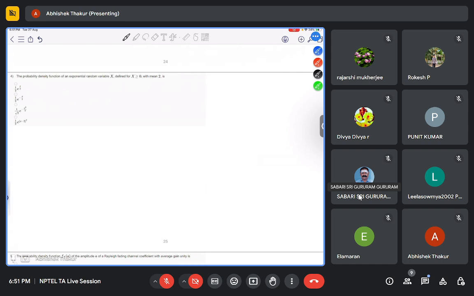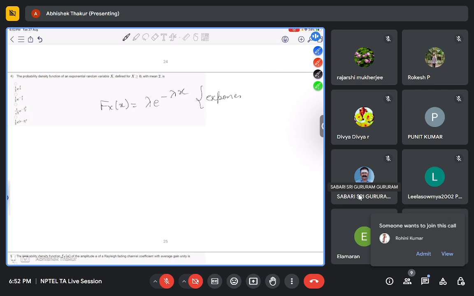Coming to the next question: the probability density function of an exponential random variable x defined for x greater than or equal to 0 with mean 2 is. So we know the probability density function for the exponential random variable is lambda e to the power of minus lambda x. This is for the exponential random variable. Whatever we studied before was the Gaussian random variable.